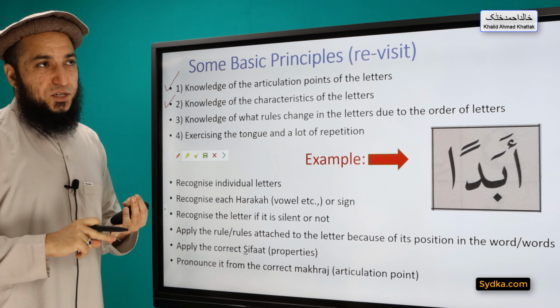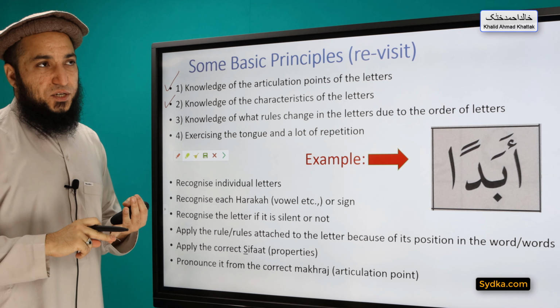In step 2, we recognize the harakat that are used. So the harakat, or the signs, would be here. That's fatha, fatha, fathatain. So we recognize the harakat. And the next one is we have to recognize which letters are silent and which aren't.